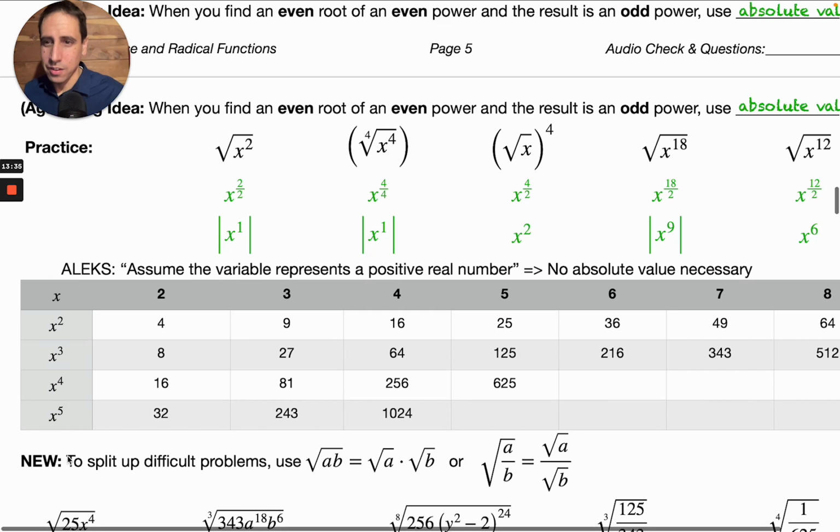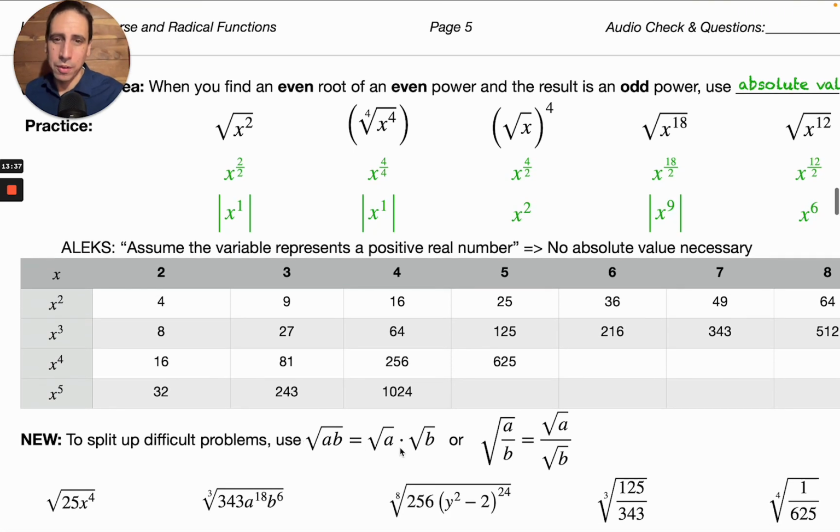So next, to split up these difficult problems, we have to remember a couple things. If you have two things multiplied inside a square root, you can split them up, and it's the square root of each of these individually multiplied by each other. If you've got a square root of a fraction, or a cube root, or a fourth root of a fraction, you can say that it's equal to the root of the numerator over the root of the denominator. So here's what this looks like.